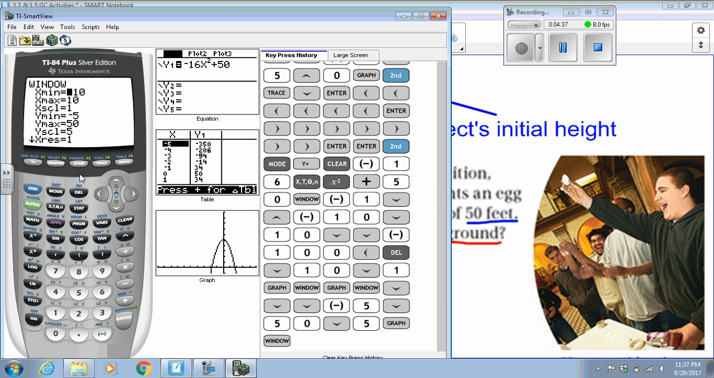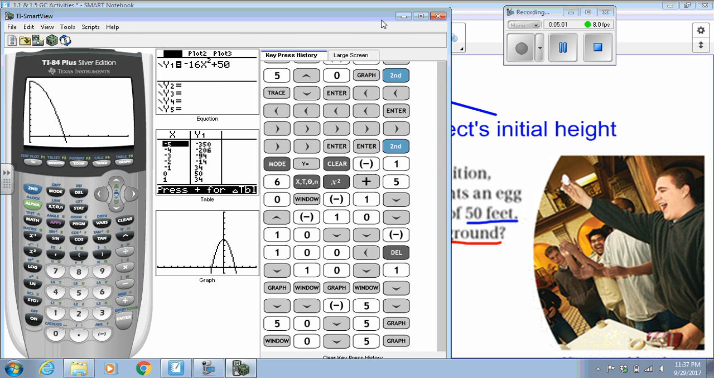So I'm going to go back to window. Now, because I want positive, I'm only going to deal with my x-axis. So I'm going to make my min 0, because I don't care for the negative. And then I'm going to make this a little bit smaller. We're going to make it 5. And now let's go ahead and graph it. Now this looks a little bit better. So now we can find our x-intercept a lot better.